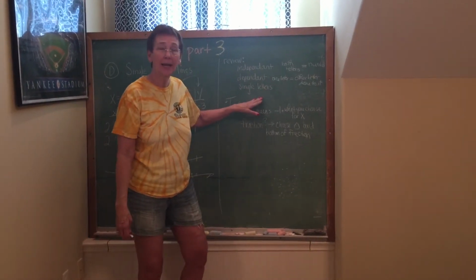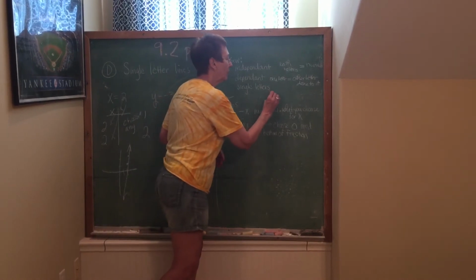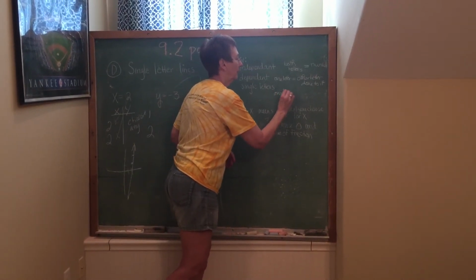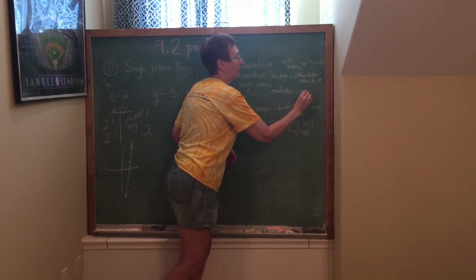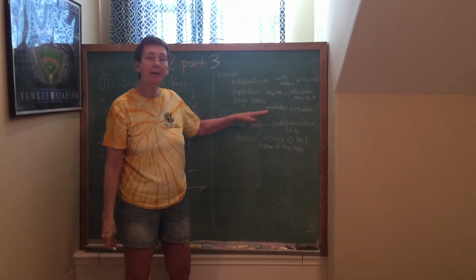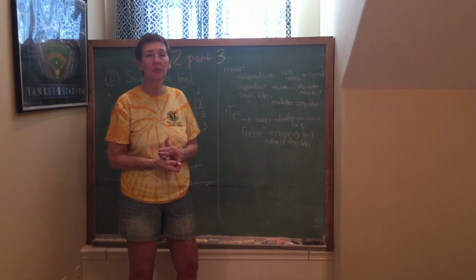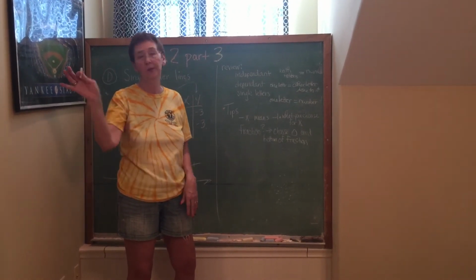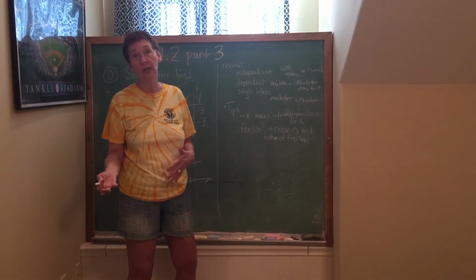And then we had today single letters where you just have one letter equals some number. Those are going to be your straight lines and your one letter that's in the equation. You put down what it is, and then you can choose anything you want for the other letter.